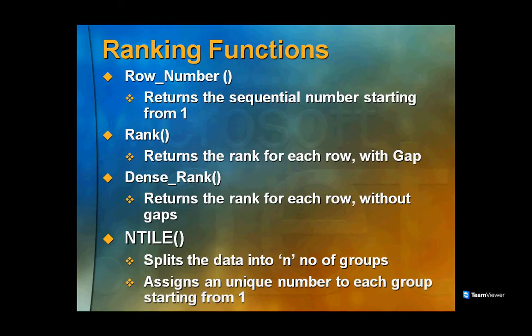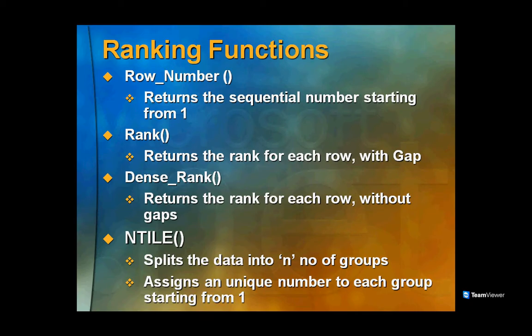Let us understand what the ranking functions are going to do. ROW_NUMBER returns a sequential number starting from 1. For example, if I wanted to get a row number for each and every row, that also starts from 1. You cannot start from 5. If a customer says I need to start the value from 2 or 3 or 5, it cannot be done. Only with 1.